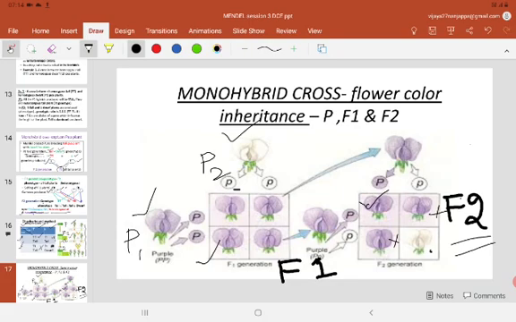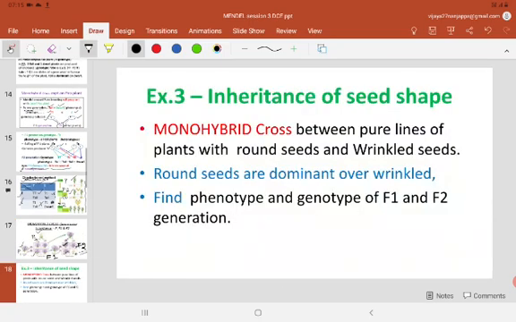The phenotype of this purple plant is capital P and capital P, homozygous for purple flower. This is heterozygous for purple, capital P and small p. This is also capital P, small p. And the last is where the recessive alleles are present, that is small p and small p, which produce white flowers. This is the second example.